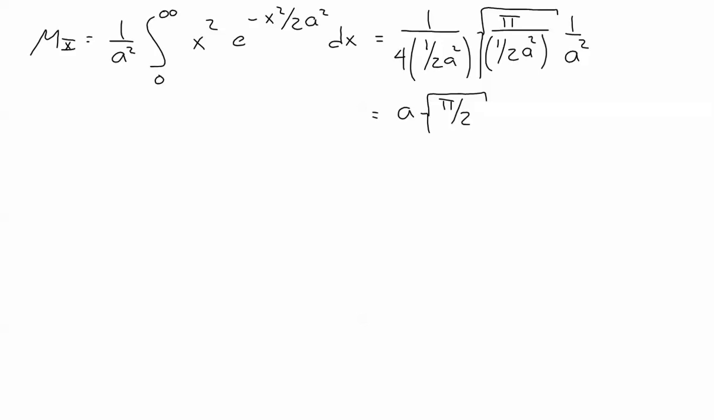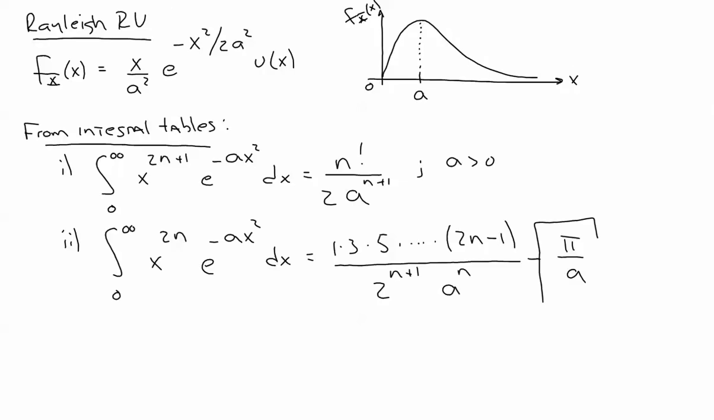I really hope that you'll take the time to check my math. If you find any errors, please do let me know. Anyway, the mean value of a Rayleigh random variable simplifies to something quite simple. It's just a times the square root of pi over 2. It's a little bit bigger than a. If we go back over here, the mean value is a little bit bigger than a. It's a times the square root of pi over 2.